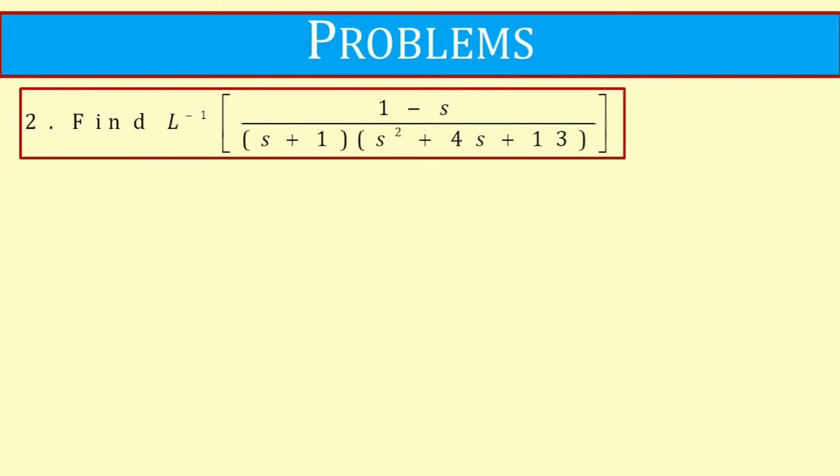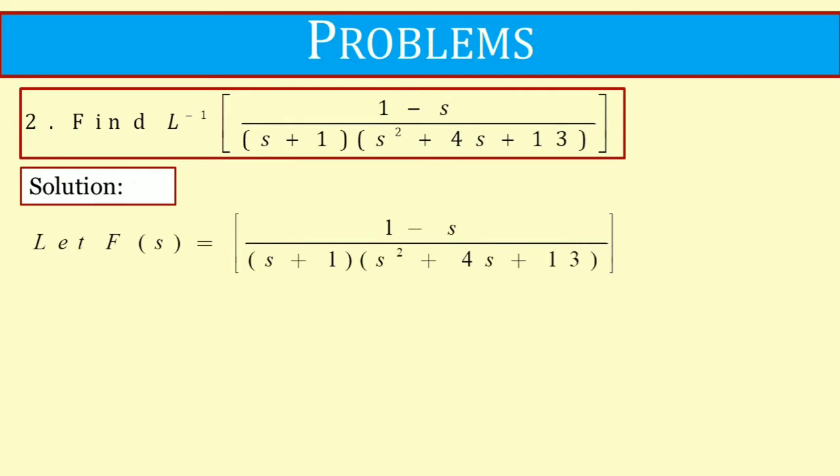Now let us see the next example. Find L inverse of (1-s)/((s+1)(s squared + 4s + 13)). Now let us consider F(s) = (1-s)/((s+1)(s squared + 4s + 13)). Now we can see in the denominator we are having s+1 into a quadratic form.